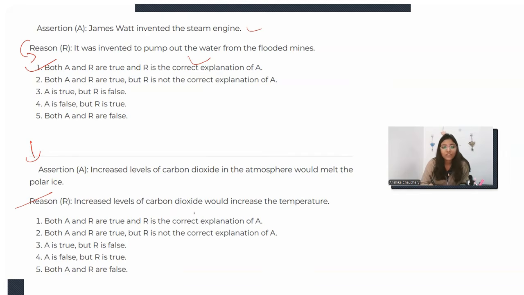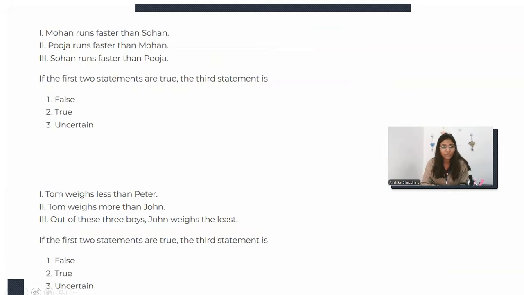So increased level of carbon dioxide would increase the temperature. Of course, if the carbon dioxide level increases, the temperature will also increase. That's why the polar ice is melting, right? So yes, the assertion is correct and the reason is also correct, and it is the correct explanation of this. So option number A will be the correct answer for this again. Let's move on to the next question.